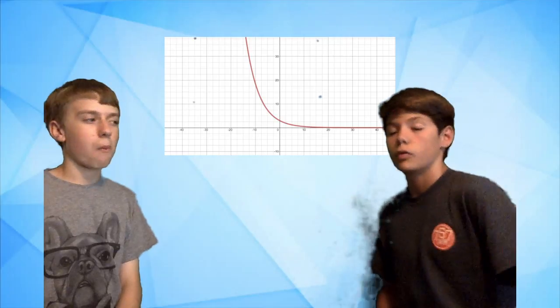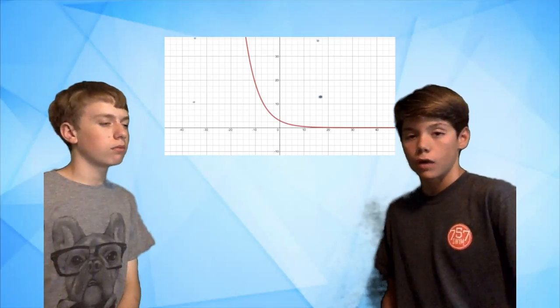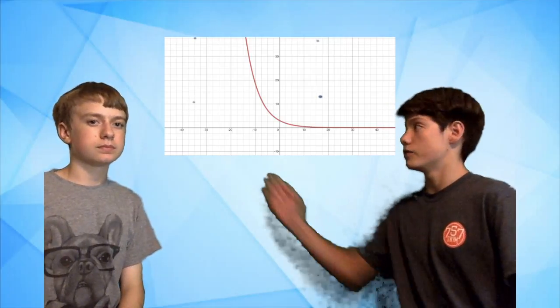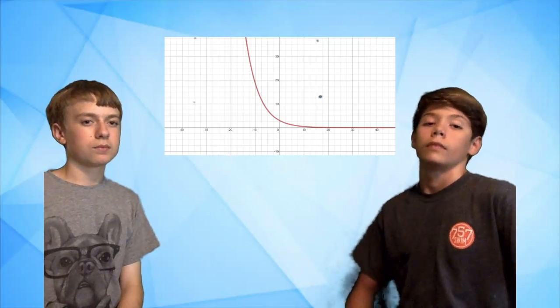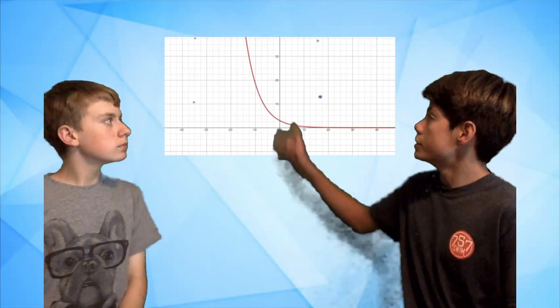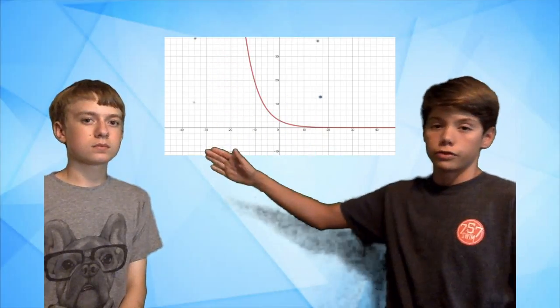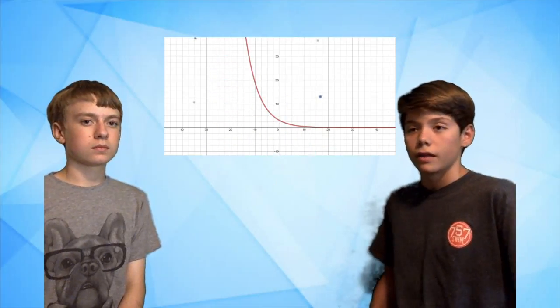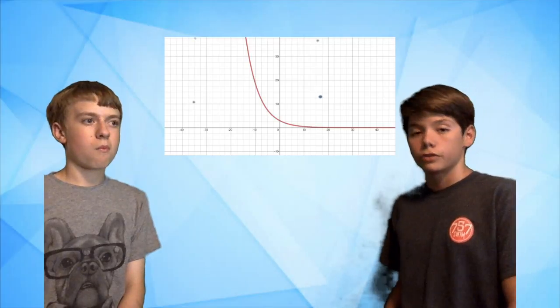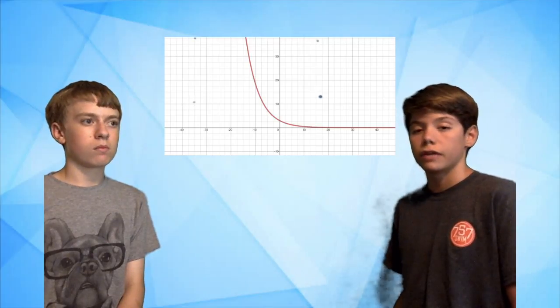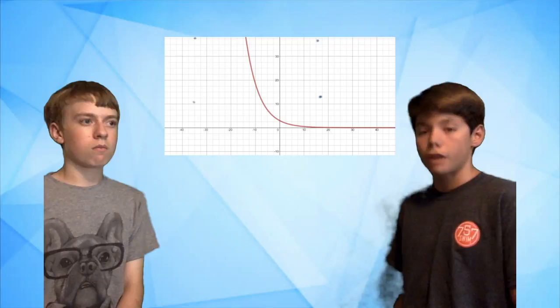And if we wanted to see what happened to y as x approached negative infinity, going down there, then we would look at the graph and we would see that y is actually moving upwards as x approaches negative infinity. Therefore, as x approaches negative infinity, y approaches positive infinity.